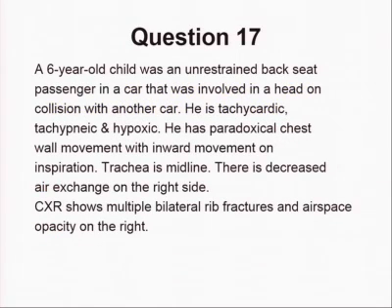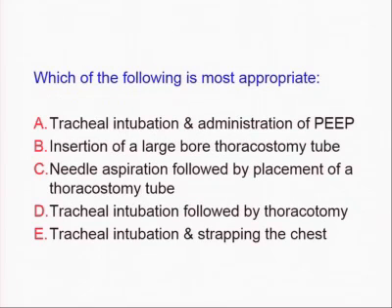All right, winding down. A 6-year-old child was an unrestrained backseat passenger in a car that was involved in a head-on collision with another car. He is tachycardic, tachypneic, hypoxic, has paradoxical chest wall movement with inward movement on inspiration. Trachea is midline, there's decreased air exchange on the right side. Chest X-ray shows multiple bilateral rib fractures and airspace opacity on the right. Which of the following is most appropriate?